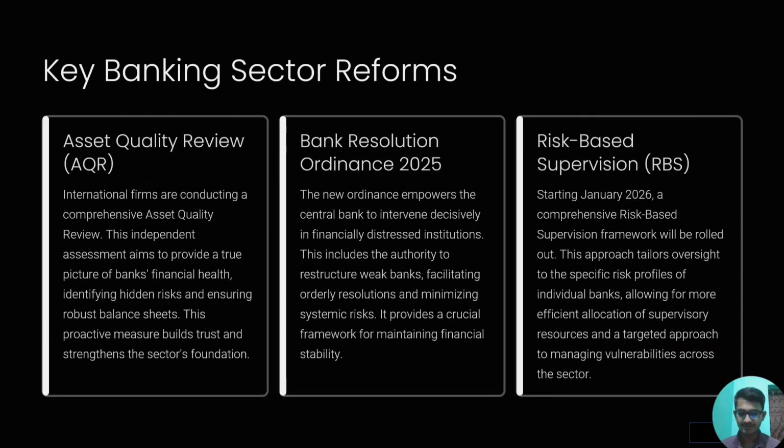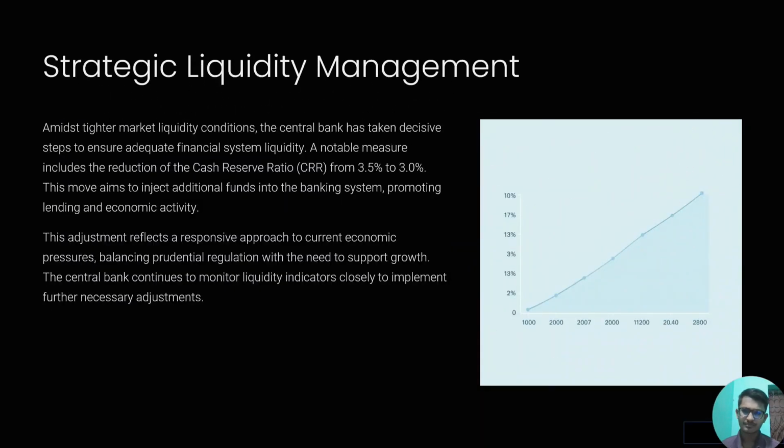Key banking sector reforms. International firms are reviewing bank assets to check their true financial health. The new Bank Resolution Ordinance allows the central bank to step in quickly if a bank is in trouble. Risk-based supervision is also introduced. Strategic liquidity management. To improve liquidity, the central bank reduced the cash reserve ratio from 3.5% to 3%. This puts more money into the banking system, helping loans and growth.